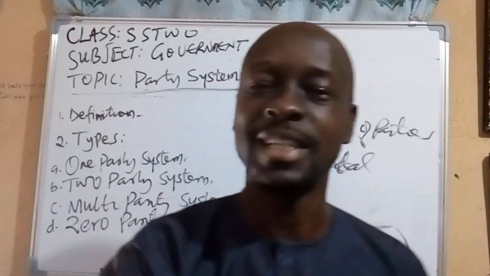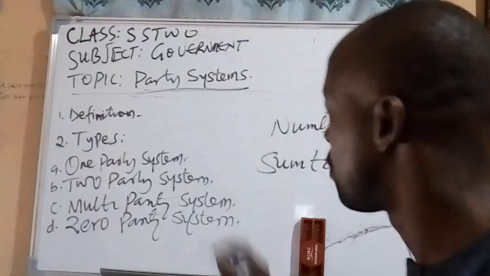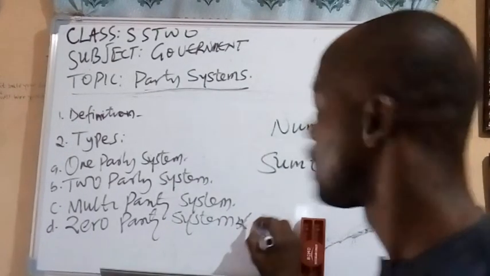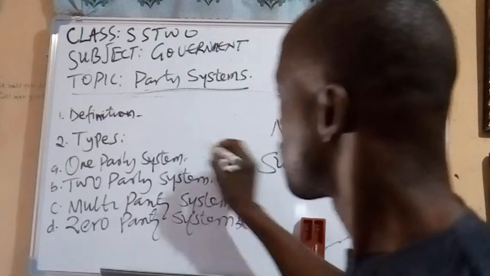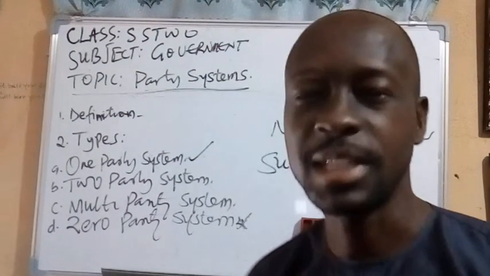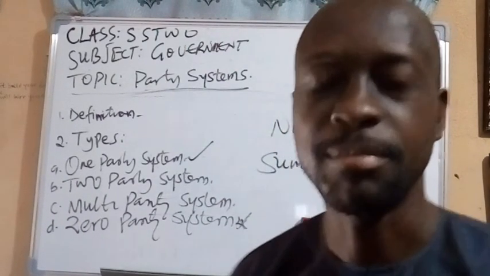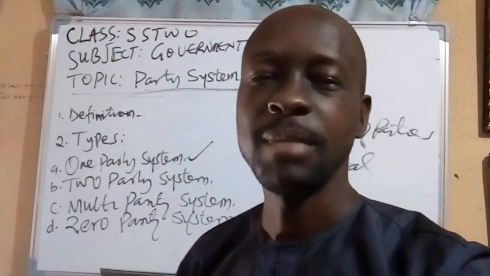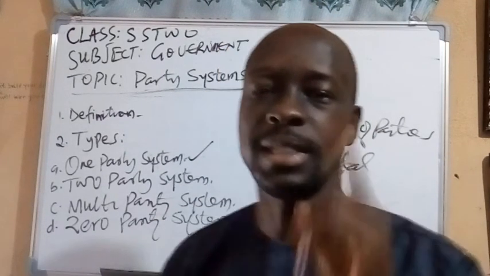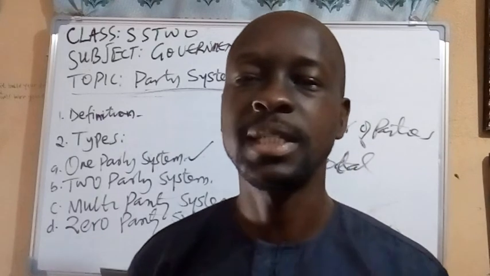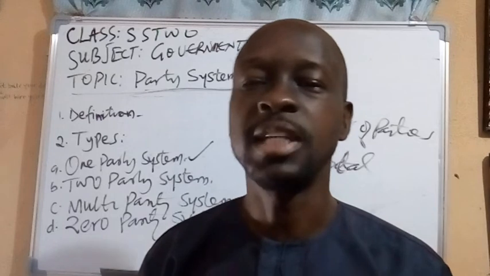Okay, having said that, let us look at the board. We have 4 types of party systems on the board here, though the fourth one isn't really a party system, but we are going to see it also. So let's look at the first one, the one-party system. The one-party system is a party system in which there is only one political party that has the capacity to stand and win elections in a political system.